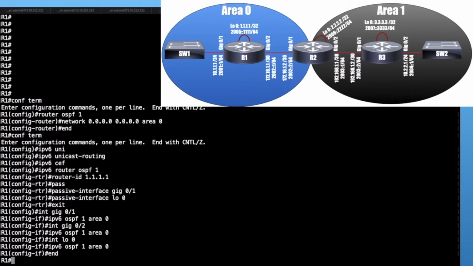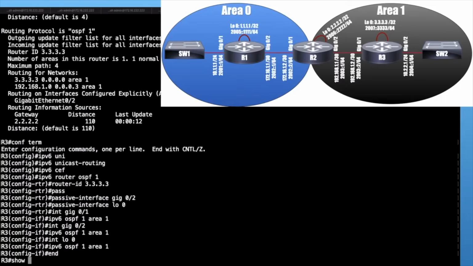We are done now with the traditional configuration of OSPF version 3. You see what we've done? We've created two different OSPF processes. One, OSPF version 2, it's routing IP version 4, and one for OSPF version 3, and it's routing for IP version 6. So let's go to R3 for a second.